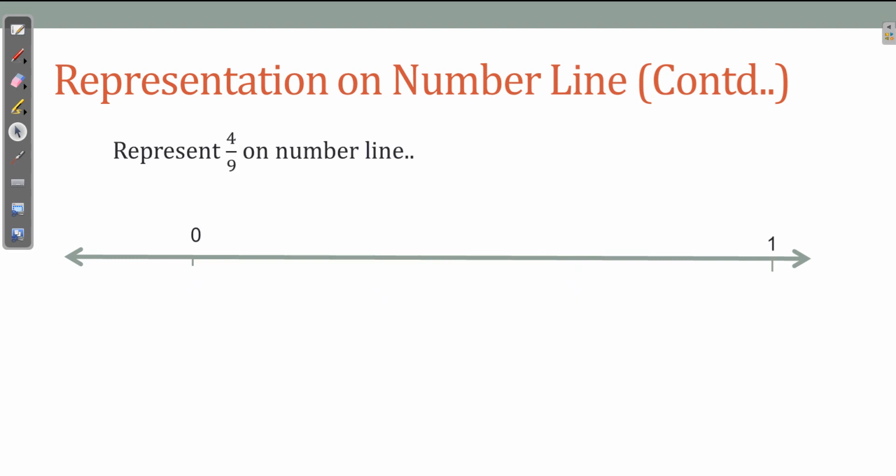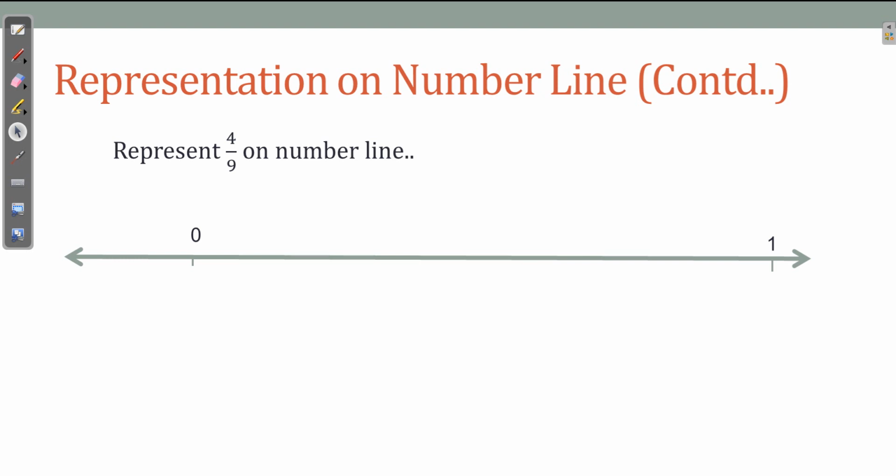Now let us take 4 by 9, a rational number. How can we represent this 4 by 9 on a number line? We just know how to represent 0, 1, 2 and so on on a number line. But how to represent a rational number on a number line? After you take the rational number that you want to represent, the first thing we have to do is consider the denominator.